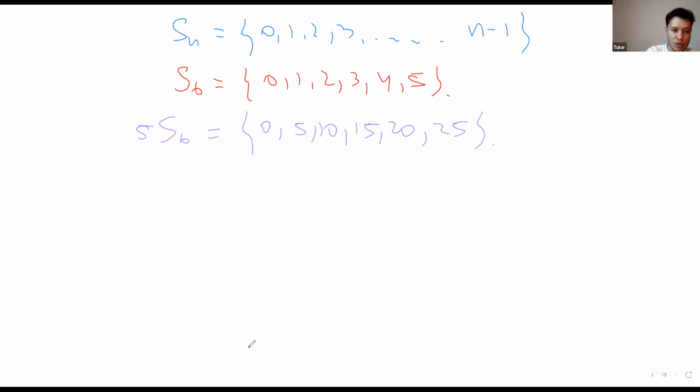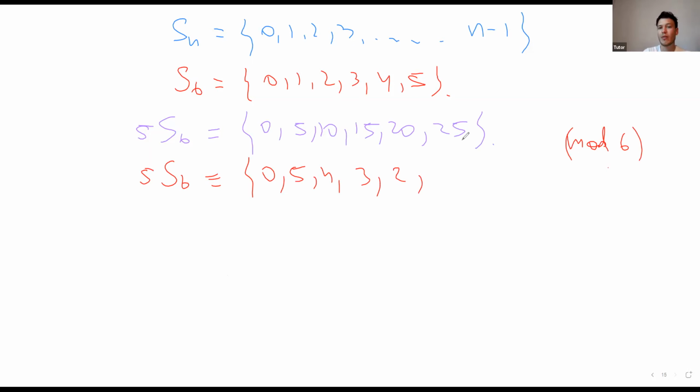Now if I simplify this, 5 times the set S6, this is going to be congruent with 0. 5 is congruent with 5. What is 10 mod 6? Remember, we're working mod 6, so 10 mod 6 is equal to 4. What about 15 mod 6? This is 12 plus 3, so it's going to be 3. What about 20 mod 6? It's 18 plus 2, so it's going to be 2. What about 25? It's 24 plus 1, so it's going to be 1 mod 6.